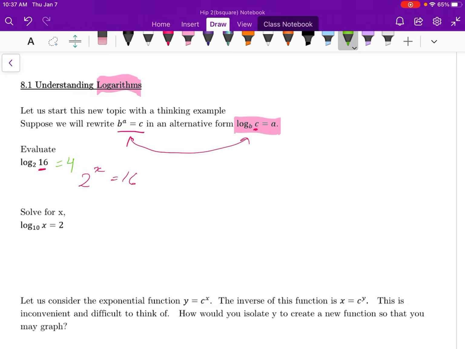And this ends up being a constant theme throughout the unit. When we're dealing with logs, really, we're just working with exponents. Now, we choose not to write it this way too often, but it definitely helps you out to think this way. And let's try the other one.